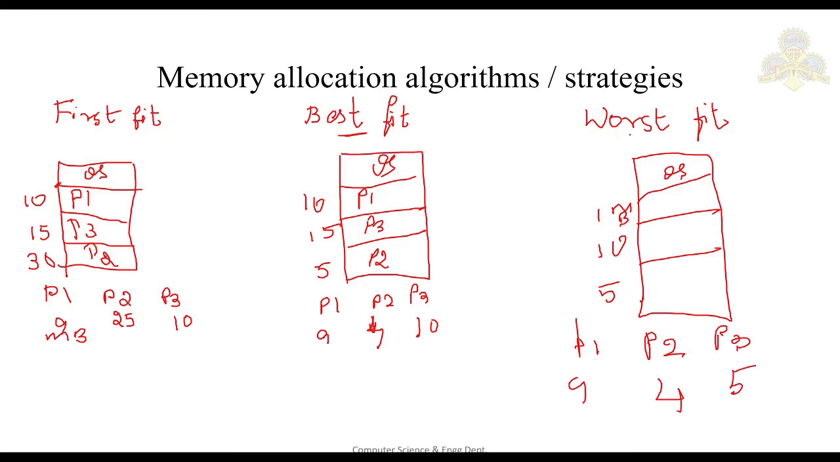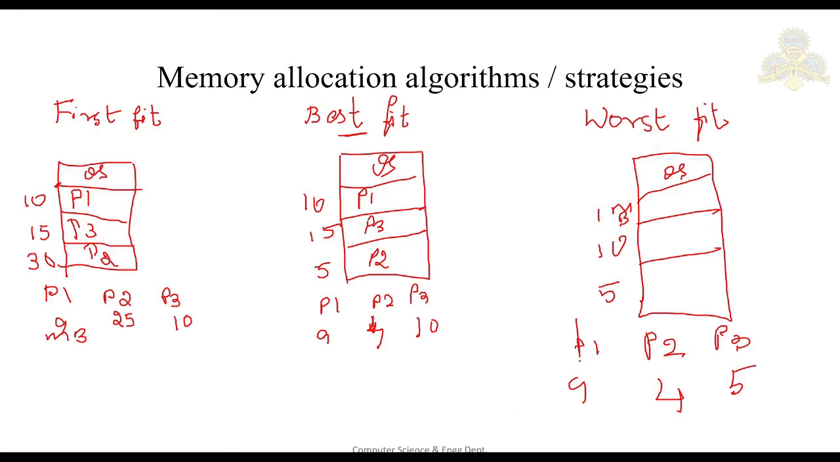Now this worst fit strategy is opposite to your best fit strategy. Your worst fit strategy says allocate the largest hole to the process. Now you have processes P1, P2, P3. Those have to be kept in these memory locations or holes according to this worst fit strategy. How can we do this?